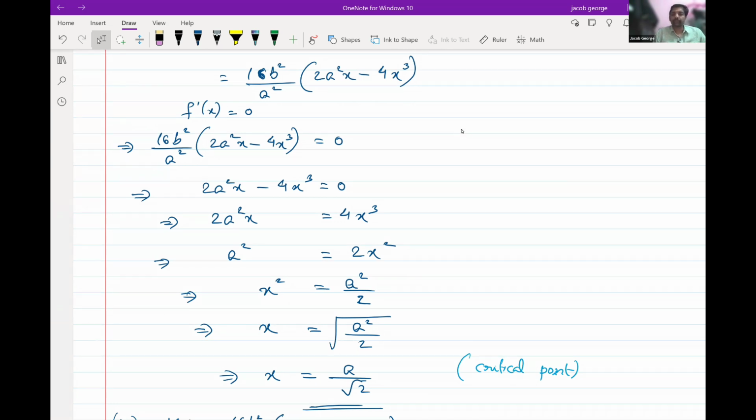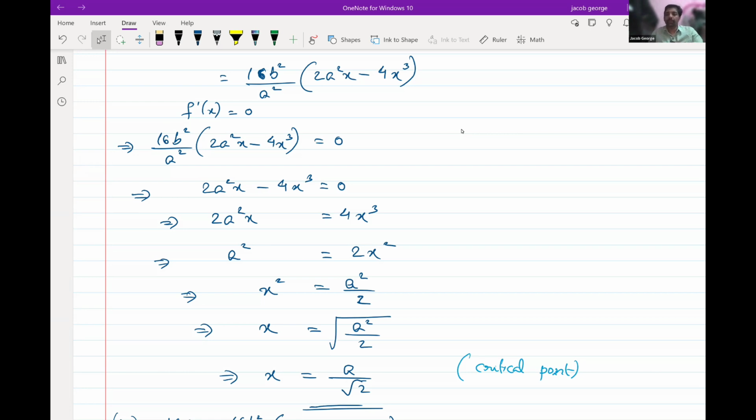Clear? This is a critical point. X is equal to a by root 2 is the critical point. Hope you all understood till this step. Okay? That is the second part, critical point.